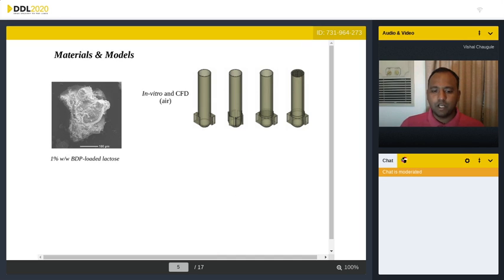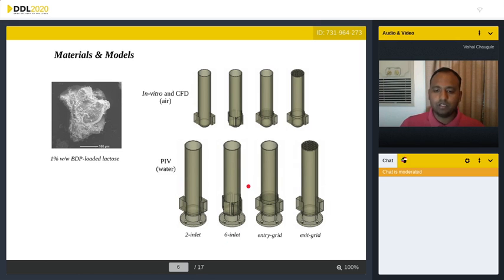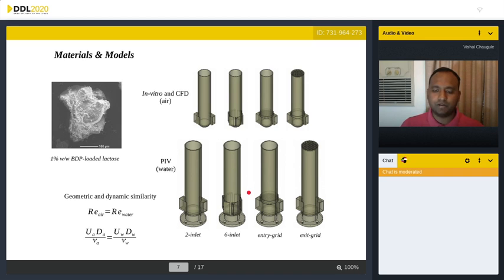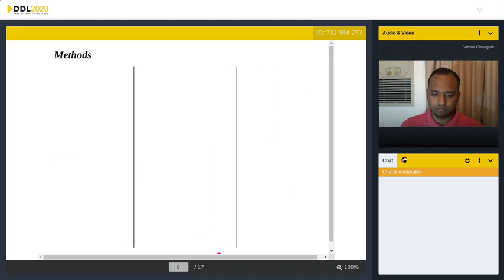We use these models for in vitro and CFD studies in air. For PIV studies, which were done in water, we geometrically scaled up these models. The reason we did so is that we were then able to do PIV measurements at a much higher spatial and temporal resolution than is possible in air. And that's only because we maintained geometric and dynamic similarity between the flows in air and water by matching their Reynolds numbers.